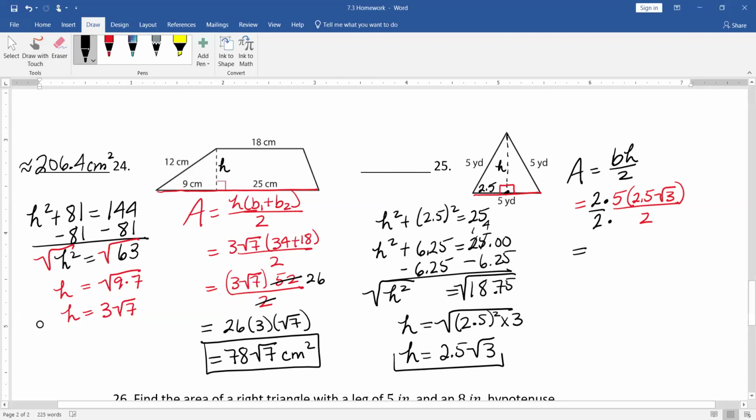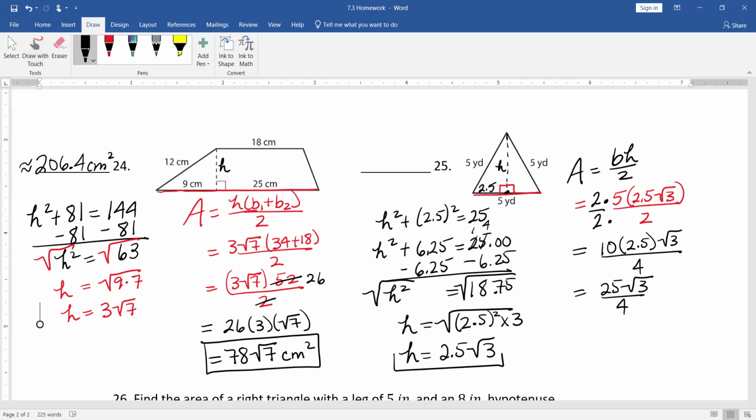I'm not changing the value, just changing the proportion, making an equivalent fraction. So I end up with 10 times 2.5 times the square root of 3 divided by 2. Sorry, that's 4. And then this simplifies one more time. 10 times 2.5 just makes it 25. It moves that decimal one place. So 25 square root of 3 divided by 4. Not super pretty, but acceptable.